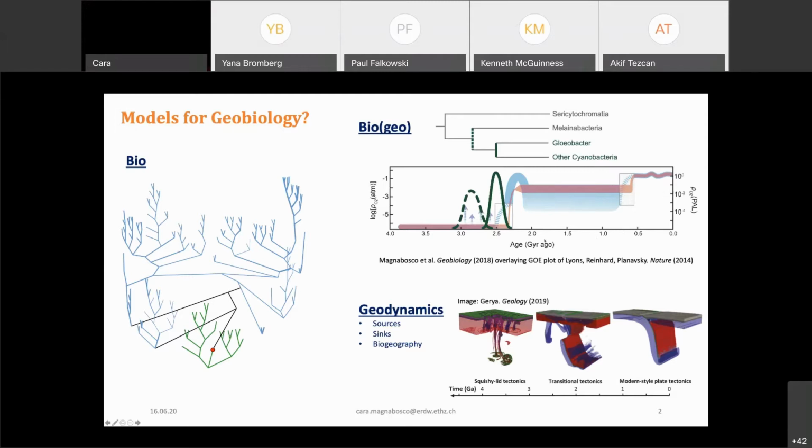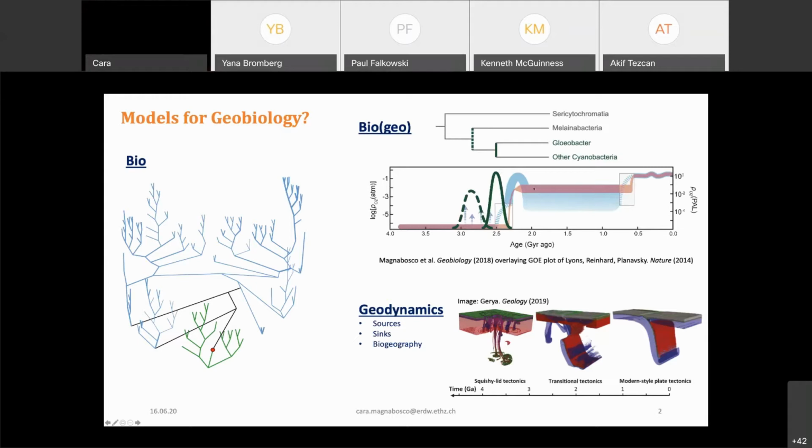We can ask, what is the probability that crown Cyanobacteria were around before the GOE? Based on this clock model, it's very high, something like 98%. And for stem Cyanobacteria, we're really certain that this stem lineage was around prior to the Great Oxidation Event, based on the model of this paper, which I'll describe more about how we do.